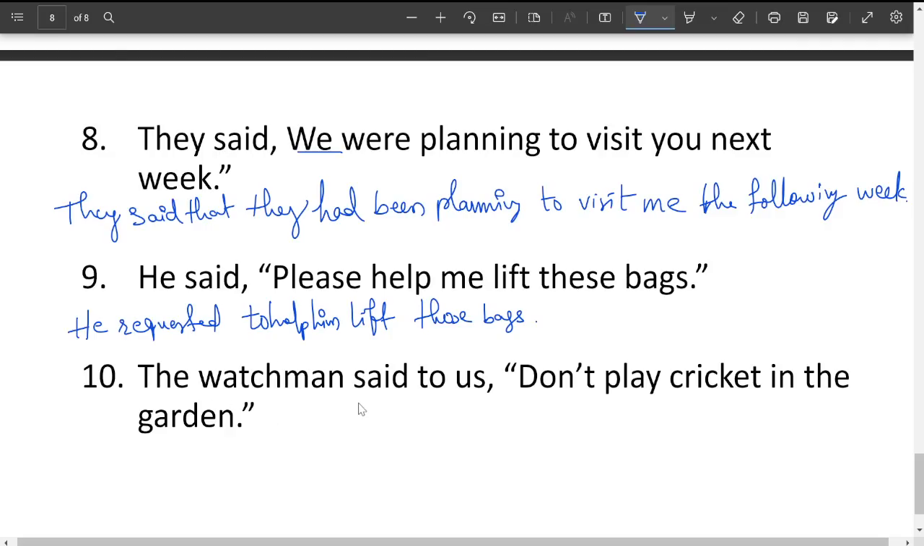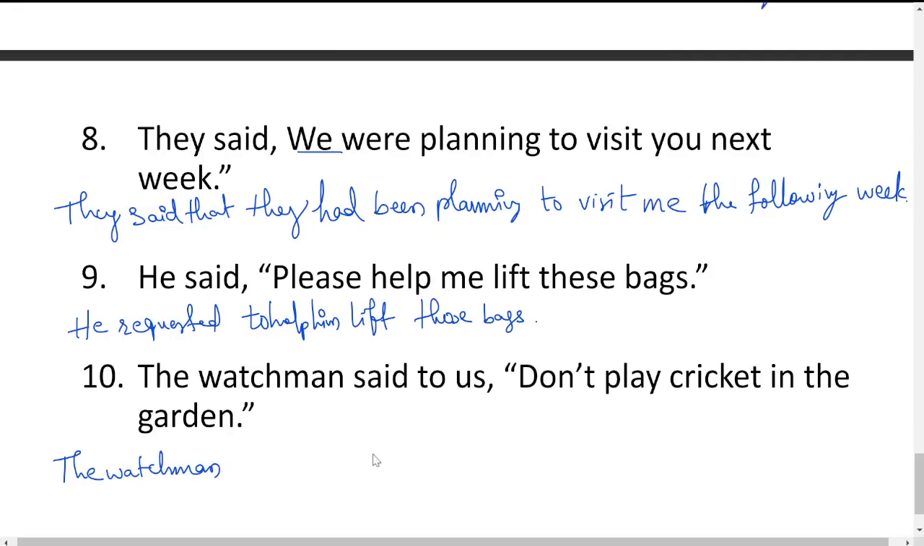Next one. The watchman said to us, don't play cricket in the garden. Now look at this. The watchman. What can be the reporting verb here? Don't play, what is this don't play here? What is the reporting verb you can use here? Said to us, don't play cricket in the garden. What is that? It can be used as a warning. The watchman warned us, don't play, is used as not to play cricket in the garden.